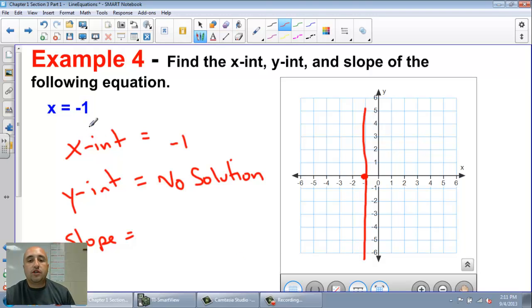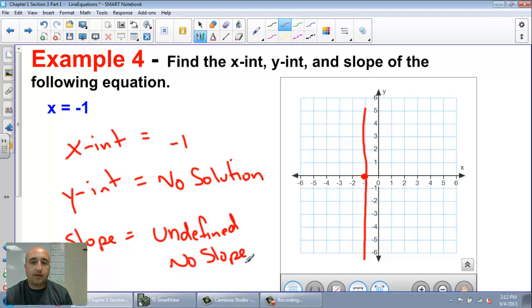Thinking back, we should have remembered that slope is undefined, or there is no slope. Okay, vertical lines are undefined or no slope. Okay, so that one's pretty easy. So make sure if you can graph it, you can see it very easily what the answers are.